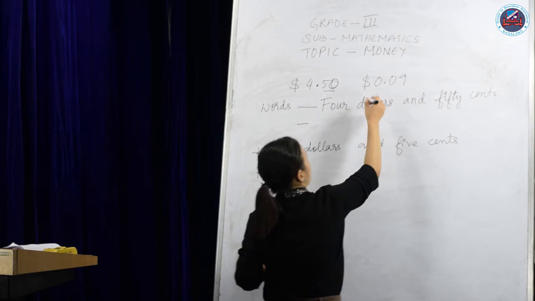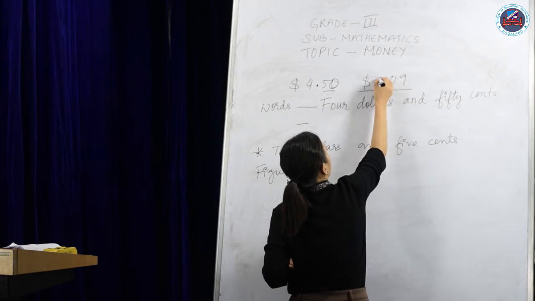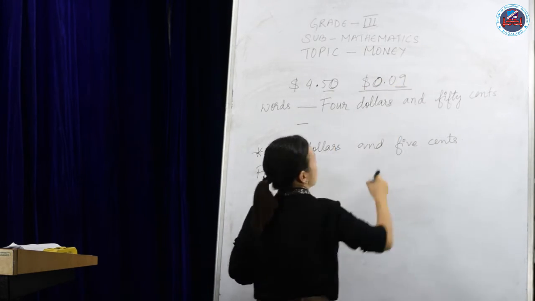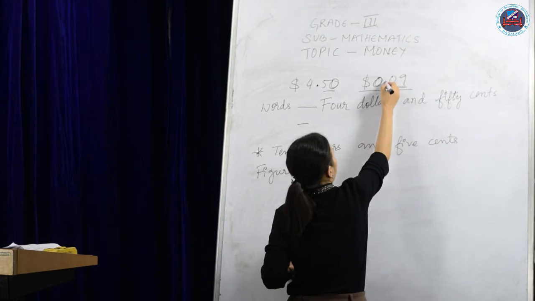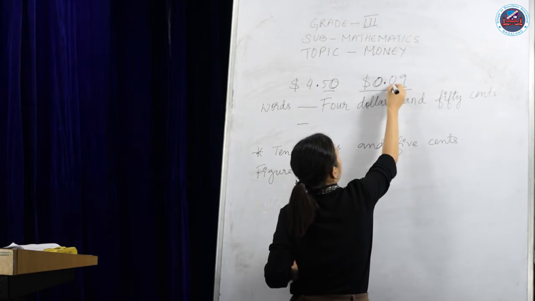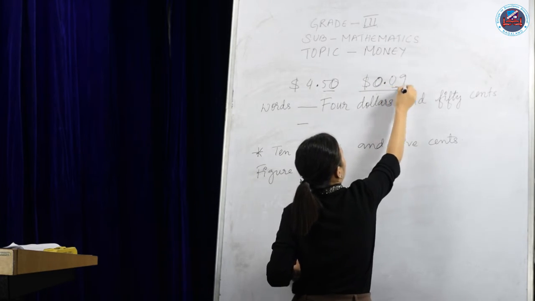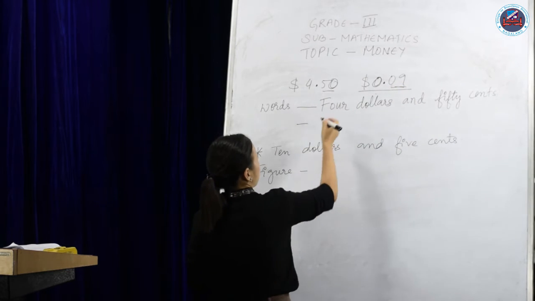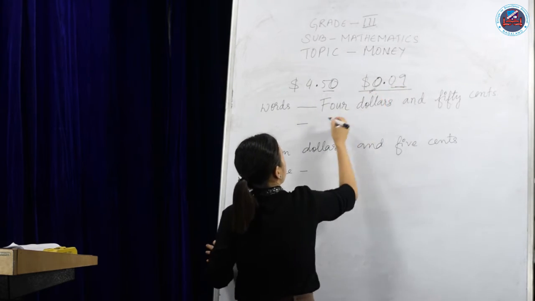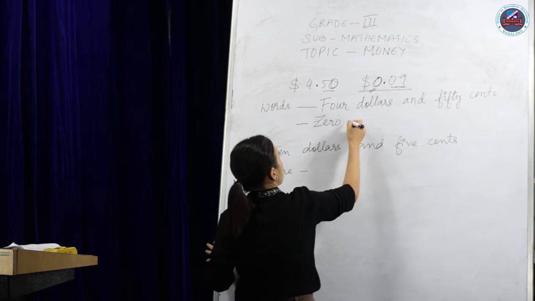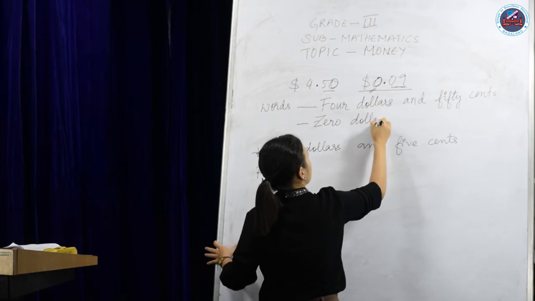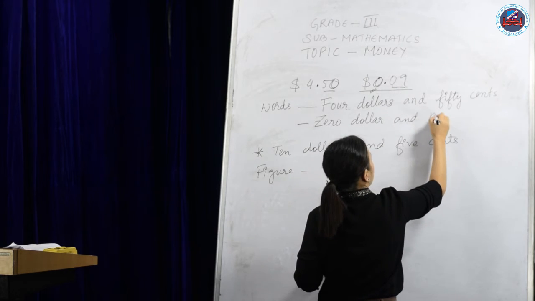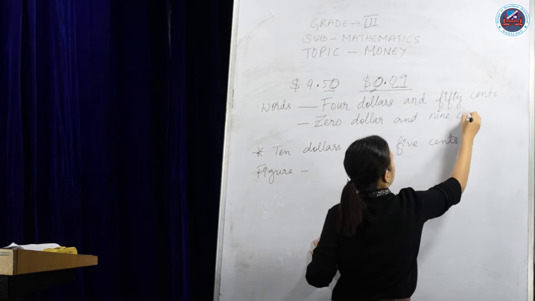And the next one is for $0.09. Here, after the point, what we see is the amount is written as 09, so 09 will be counted as 9 only. So how do we write? For the dollar is 0, so we write $0. And for the cent amount is 9, so we write 9 cents.